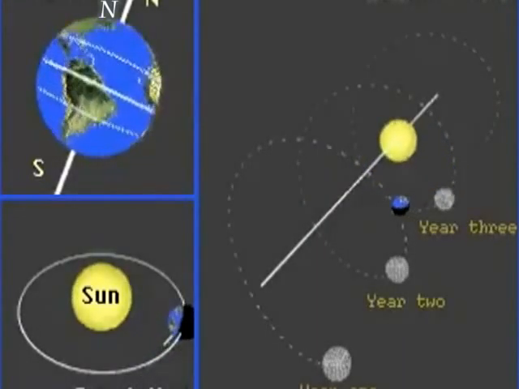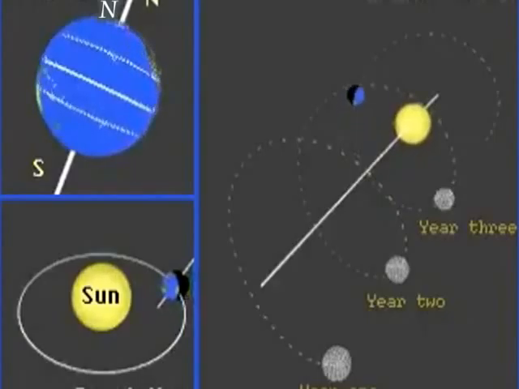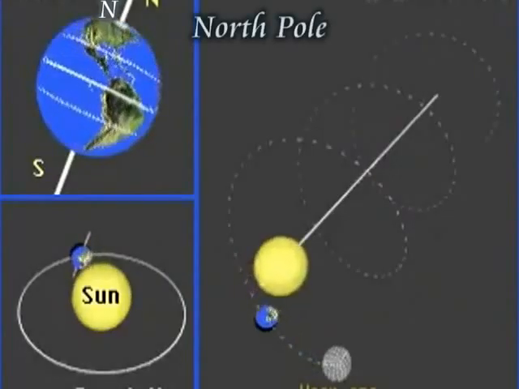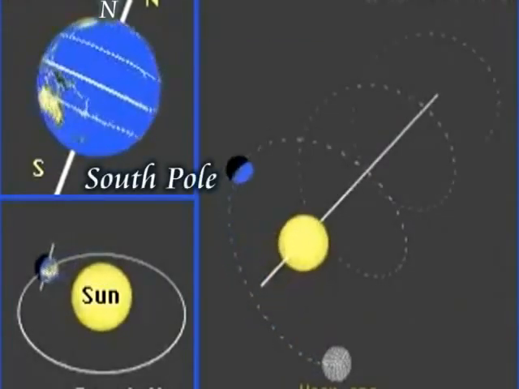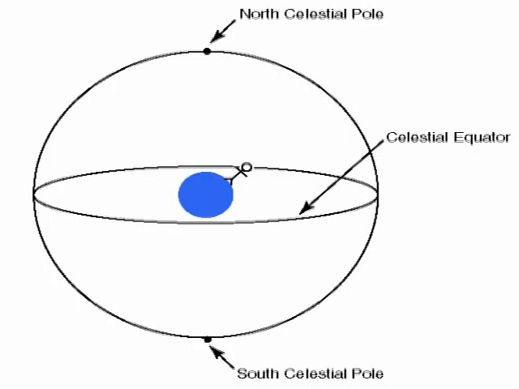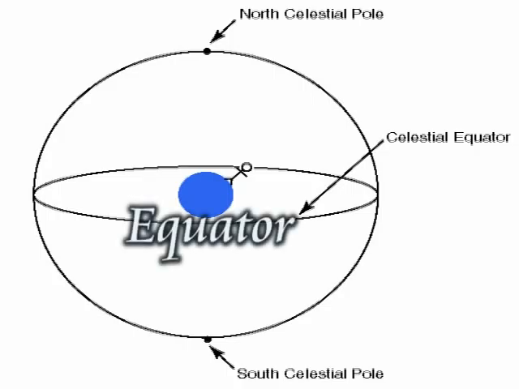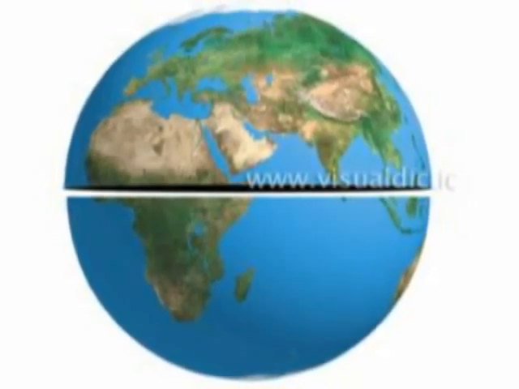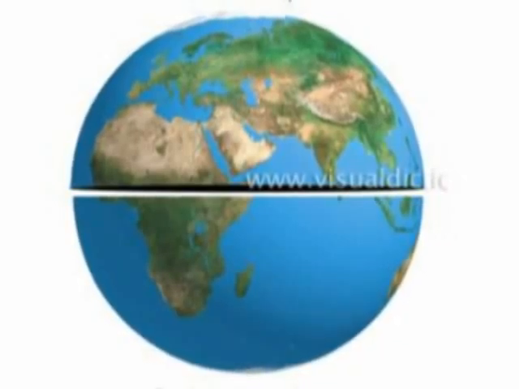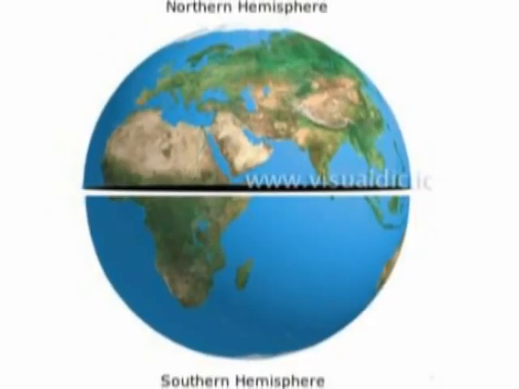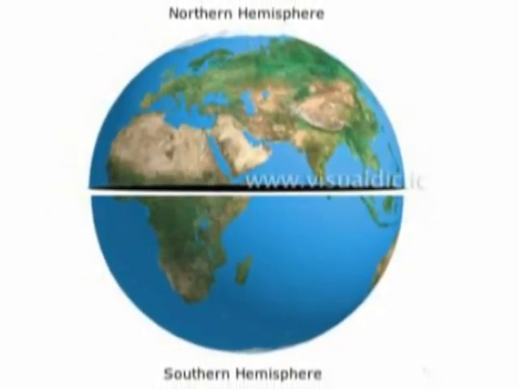The two end points on the axis of rotation are called the poles. To the north is the North Pole and to the south is the South Pole. Midway between the poles is an imaginary line circling the earth. It is called the equator. It divides the earth into two equal halves called the hemispheres. To the north of the equator is the northern hemisphere and to the south of the equator is the southern hemisphere.